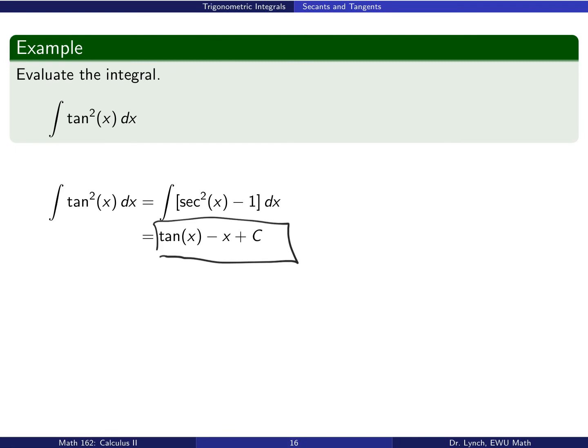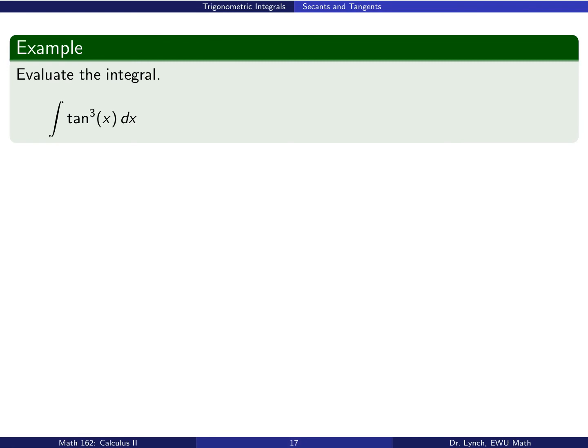Okay, let's do another one. Here's another one, tangent cubed of x.